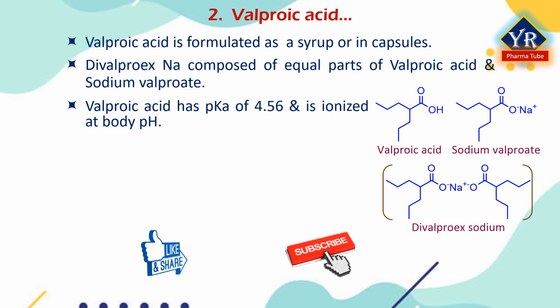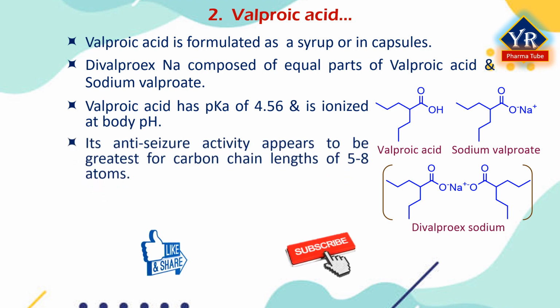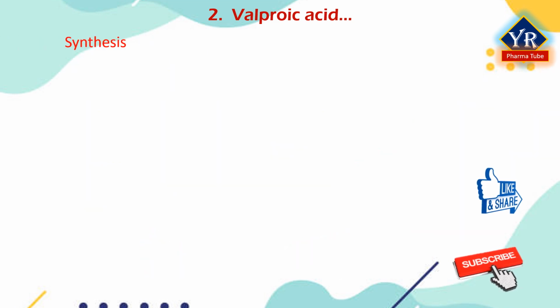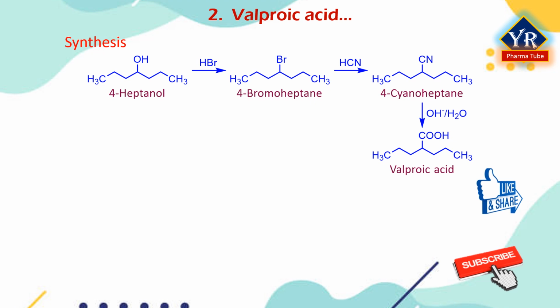Valproic acid is one of the series of fatty carboxylic acids that have anti-seizure activity. This activity appears to be greatest for carbon chain lengths of 5 to 8 carbon atoms. The amides and esters of valproic acid are also active anti-seizure agents. Valproic acid was first synthesized in 1882 by Beverly S. Burton as an analog of valeric acid found naturally in valerian.